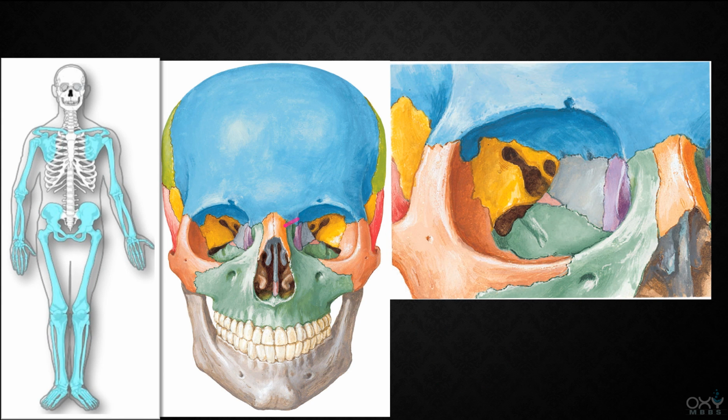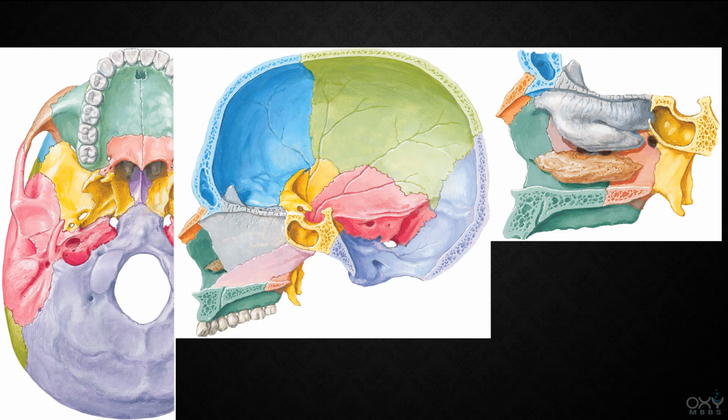Now I am zooming in on this view so you can see clearly here. This is our lacrimal bone, and these two bones are the nasal bones, and this light pink bone is the palatine bone, one on this side and one on this side.